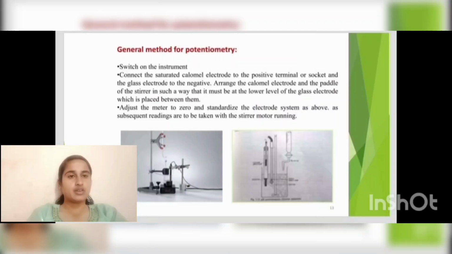For potentiometry, first we have to switch on the instrument and connect the saturated calomel electrode to the positive terminal and the glass electrode to the negative terminal. Arrange the calomel electrode and paddle of the stirrer in such a way that it is at a lower level than the glass electrode, which is placed between them. Adjust the meter to 0 and standardize the electrode system. Subsequent readings are to be taken with the stirrer motor running.